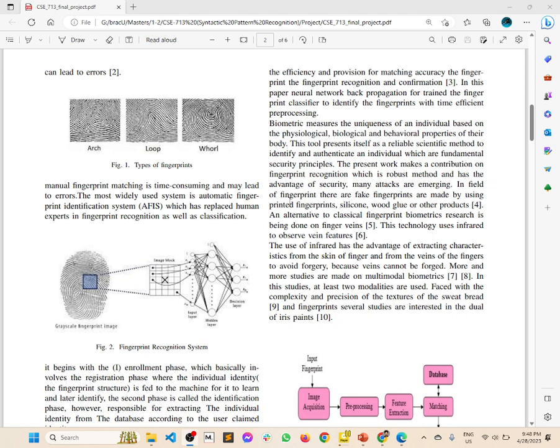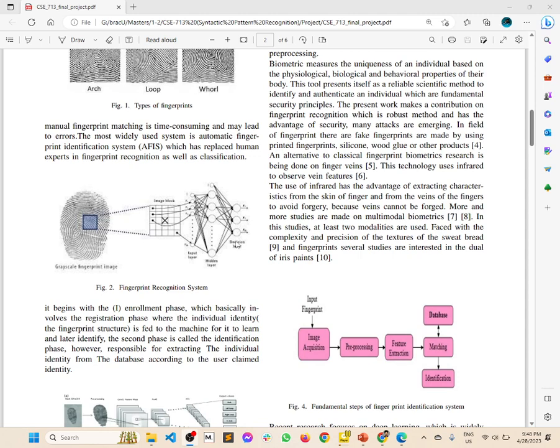The most widely used system is the automatic fingerprint identification system, whose acronym is AFIS, which has replaced human experts in fingerprint recognition as well as classification. So this is the fingerprint recognition system. First of all, we extract a patch of the image, and then we propagate it to a deep neural network, and then we get a reasonable output.